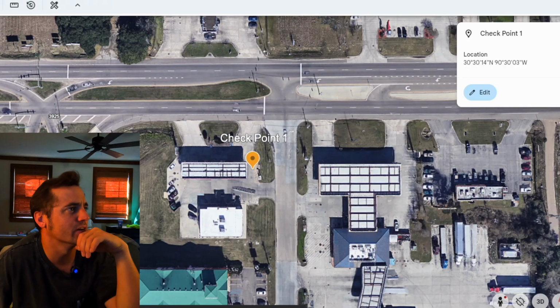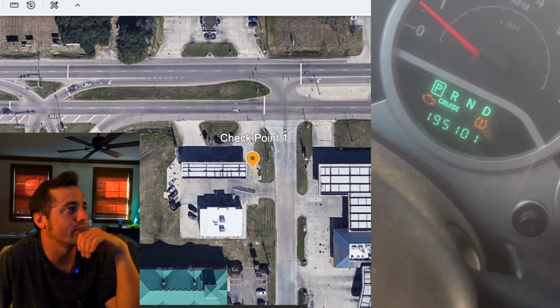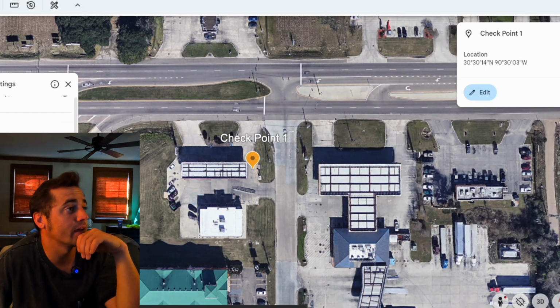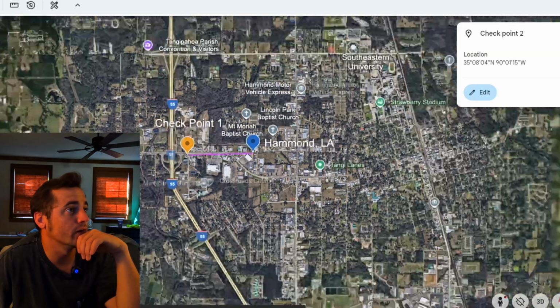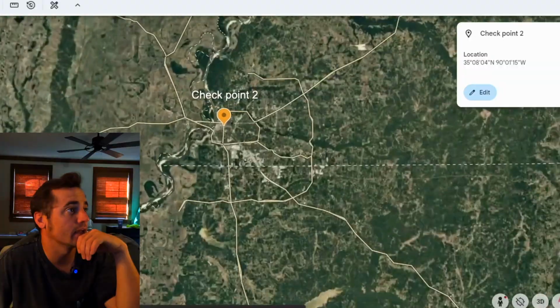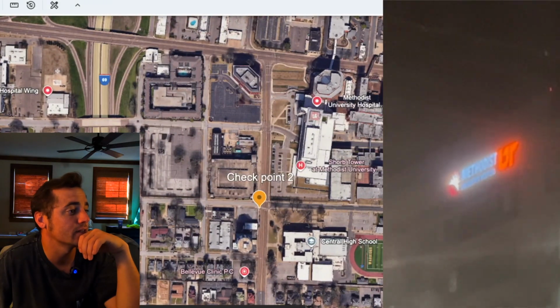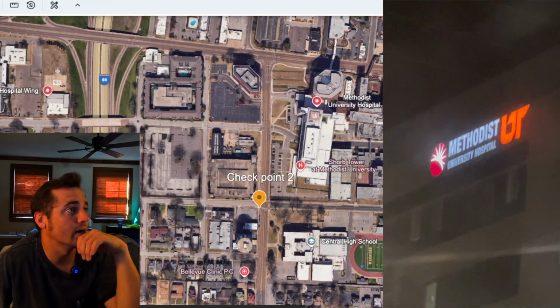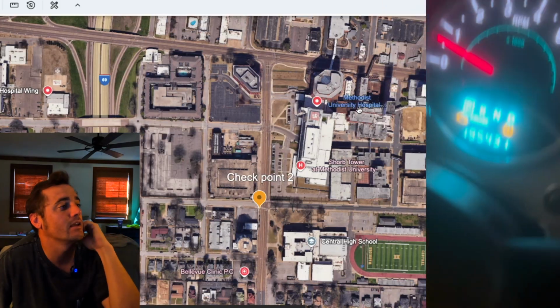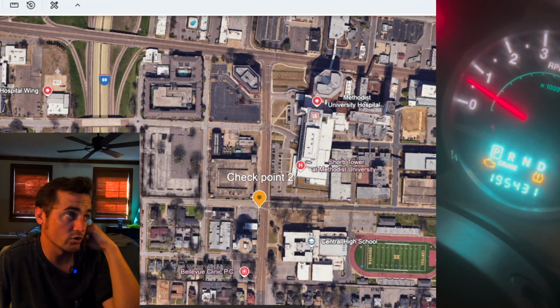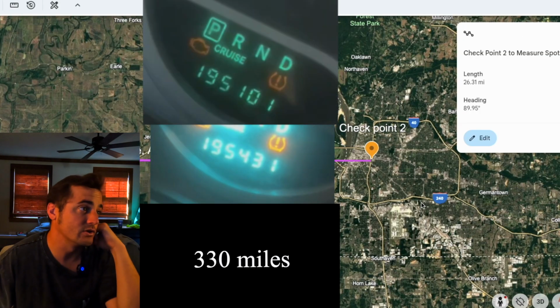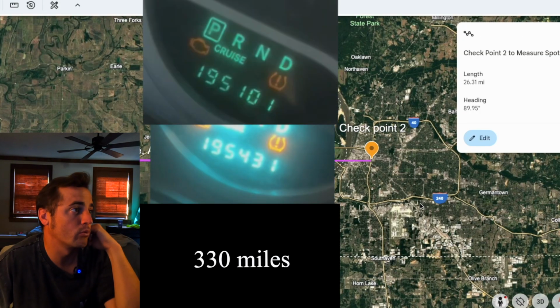stop, which was 195,101 miles. And then I drove up to Memphis, and I stopped at the Methodist University Hospital, got an odometer reading of 195,431 miles. That gives you a distance between the two checkpoints of 330 miles, according to my odometer reading.